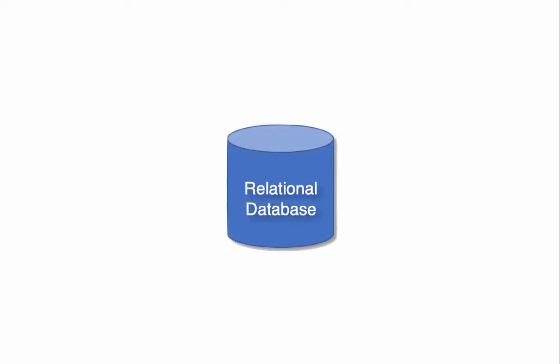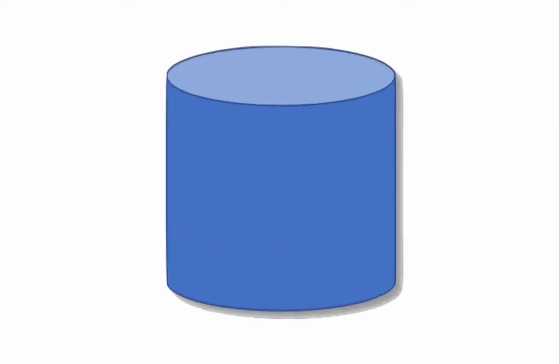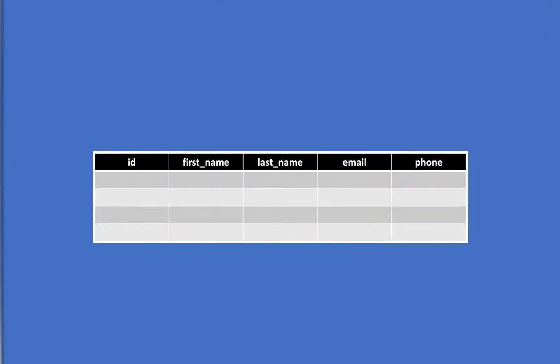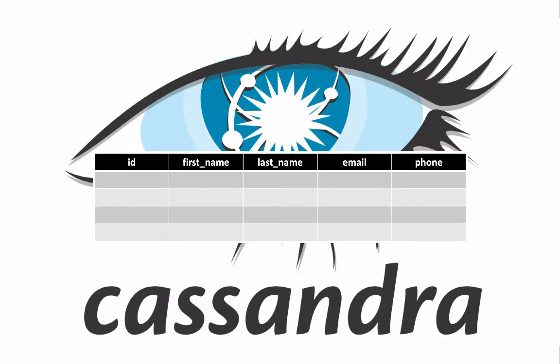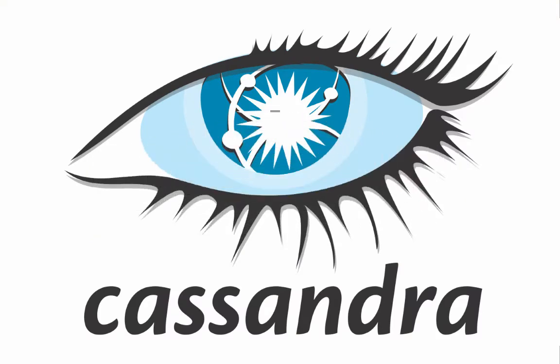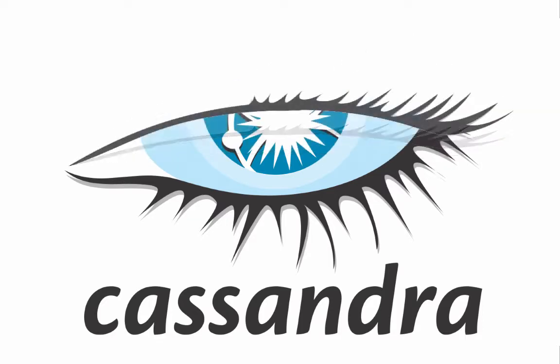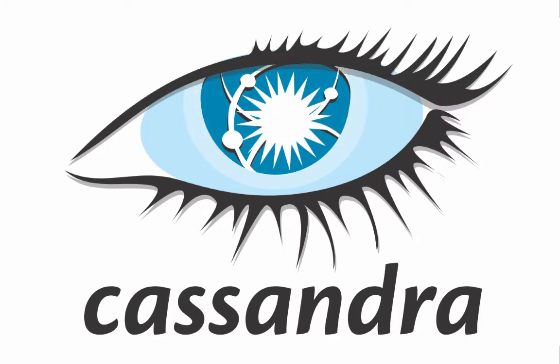You may be familiar with how relational databases organize data into tables of rows and columns. At first blush, Cassandra appears to organize data in much the same manner. However, there are some nuances to Cassandra storage organization, which we will explain in this scenario.